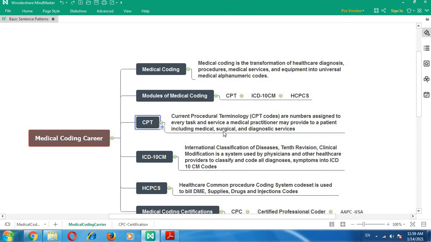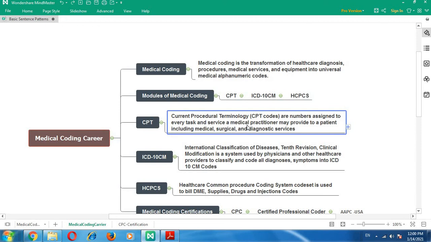The CPT code module includes all the medical, surgical and diagnosis services. For example, all the surgery procedures performed by the surgeon, all the radiology procedures performed by the radiologist, all the pathology tests performed by the pathologist. It means all medical practitioners who provide any kind of services to the patient, all these procedures are converted to a numeric code set in the CPT module, and each CPT code has a specific dollar value linked to that code based on the guidelines of CMS, the Centers for Medicare and Medicaid Services.